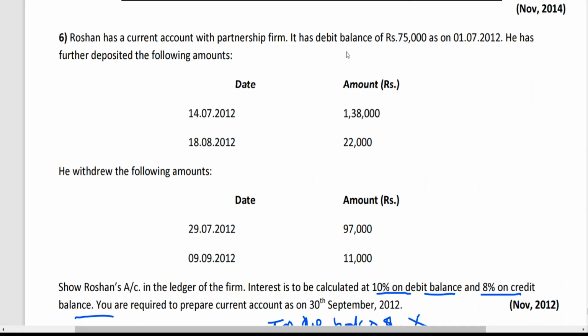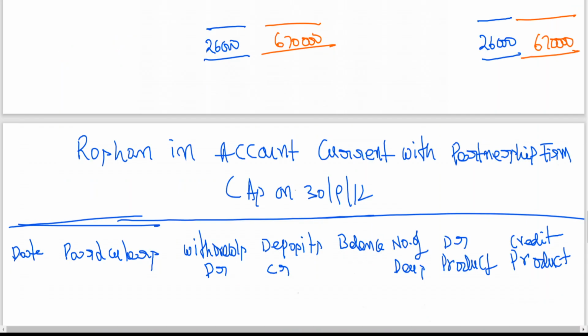What is the date? Opening balance 75,000, a debit balance, which means unfavorable balance. So write the date 1st July 2012. Debit balance means balance brought down. That amount you will write in the balance column. 75,000 you indicate with a debit. Now the number of days you should calculate depending upon the next transaction.